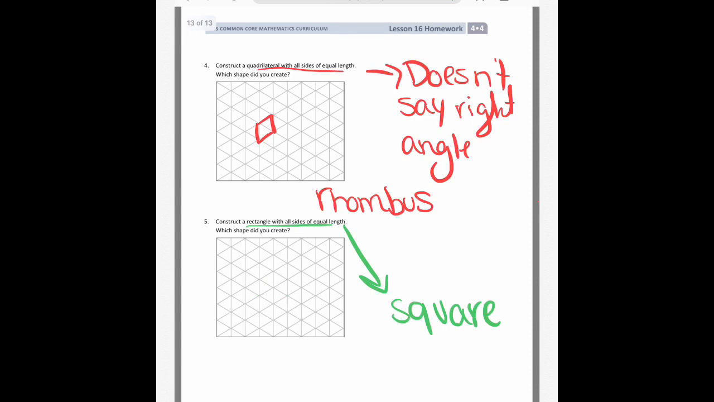Okay, I'm going to show you how I'm going to count on this grid paper. It's a little bit tricky. So 1, 2, 1, 2, 1, 2, 1, 2. Now it doesn't look perfect, but it is 2 by each one.